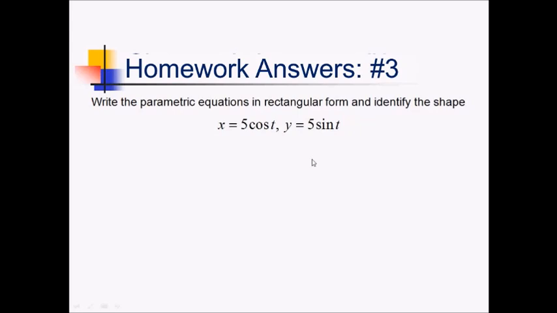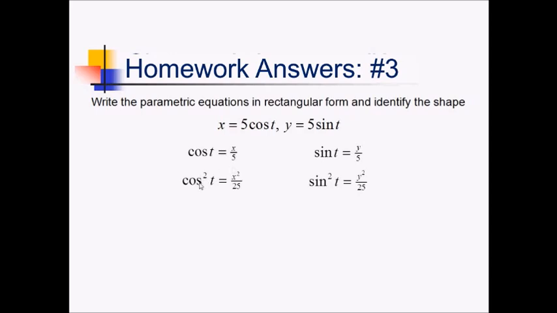To put these parametric equations in rectangular form, since I have trig functions, I'm going to isolate them and square them and then plug into a Pythagorean identity. So let's take that one step at a time. Let's start with the x equation here. Dividing by 5, I have cosine of t equals x over 5. Now squaring both sides, cosine squared of t equals x squared over 25. Over here, I've got sine of t equals y over 5. Squaring both sides, that's sine squared equals y squared over 25.